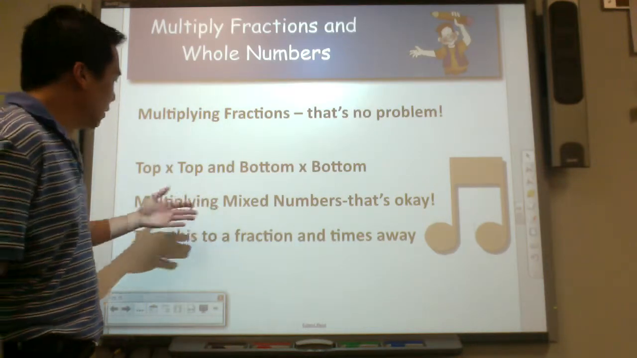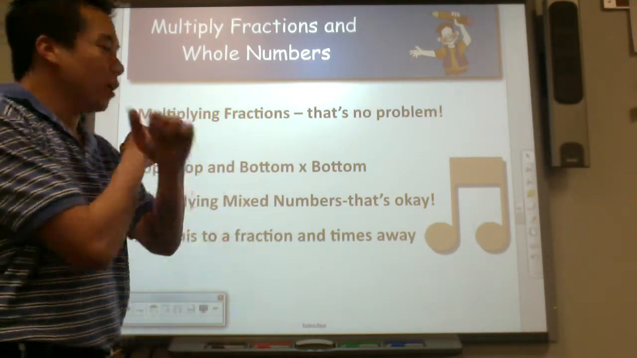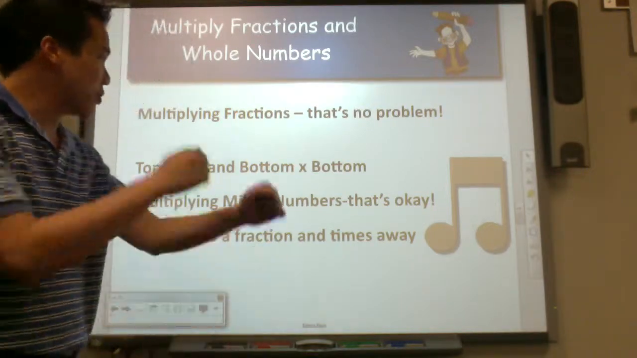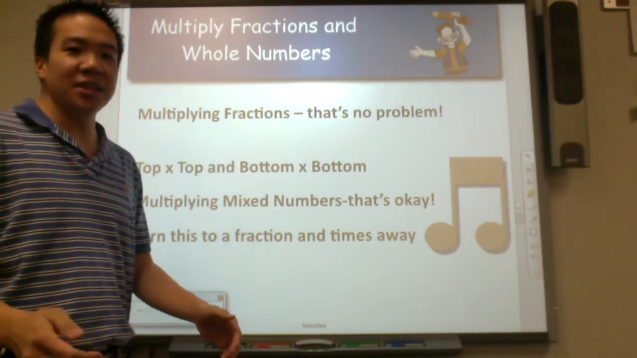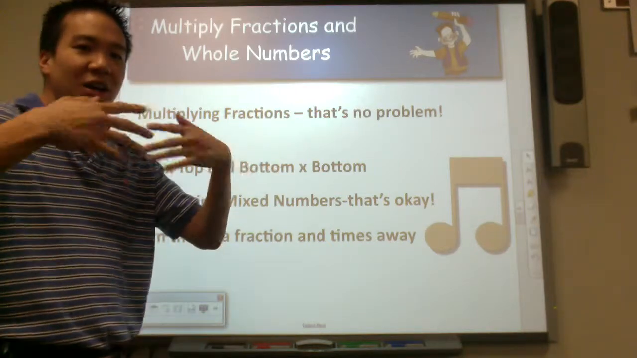So we're learning this part. The way you do it is multiply mixed numbers. That's okay. Turn them into fractions and multiply across.